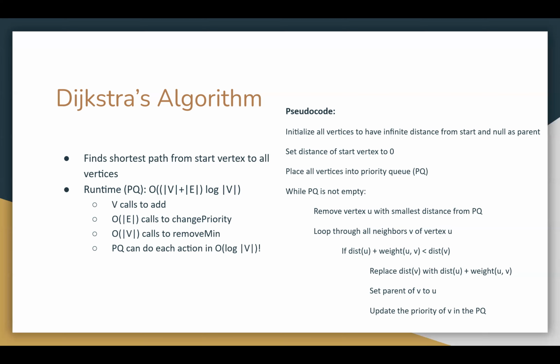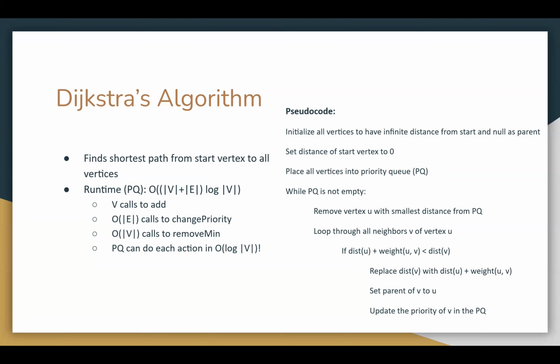If the distance of our current node plus the weight of their connecting edge is less than the neighboring node's distance, then we replace that distance with distance u plus weight uv, and then we change the parent of that particular neighboring node in our table to be our current node, and then we update the priority of that neighboring node in our priority queue. So for example, if we're at our starting node, which has distance 0, then since we have a min priority queue, our starting node will be the first node popped off of our priority queue. And now we take our starting node and we check all of its neighbors and we update everything accordingly.